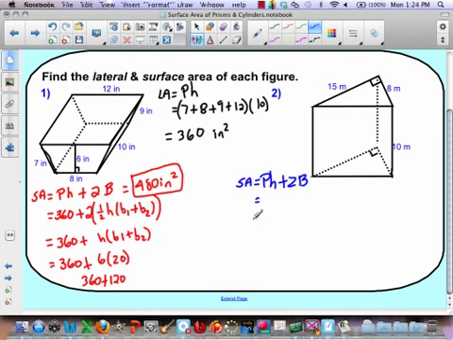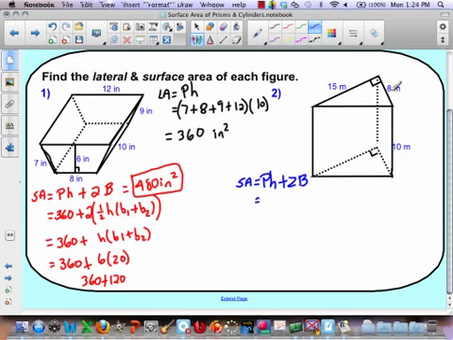What's the perimeter of my base? Do I have enough information to find that? No. What's missing? Yeah, I'm missing this side right here, right? Well, what do I know that's going to really help me out? Yeah, I need the hypotenuse, and it's a right triangle. So what could I use? Oh, yeah, that one.